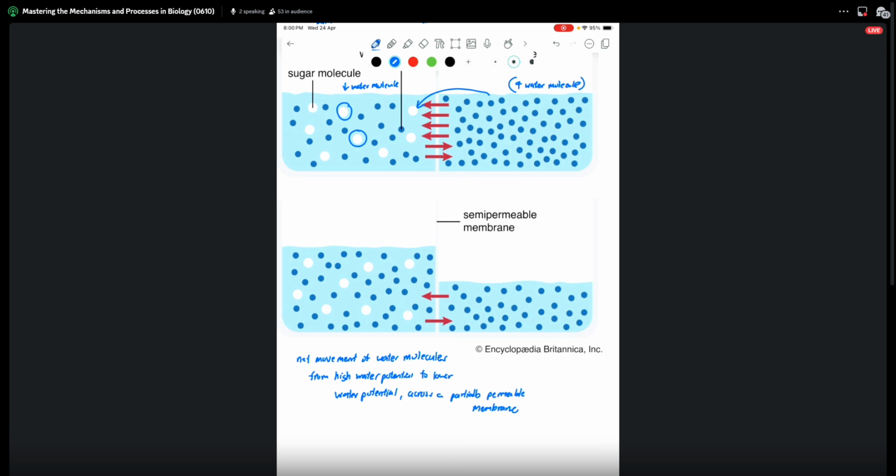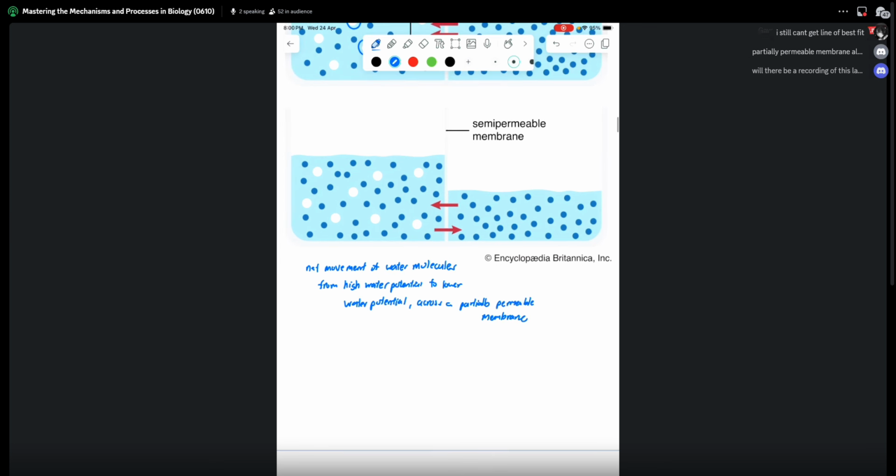So the question is, what's the difference between semi-permeable and partially permeable? They are the same thing. Semi means half. Semi is equal to half, and partial is also equal to half. It's a synonym.